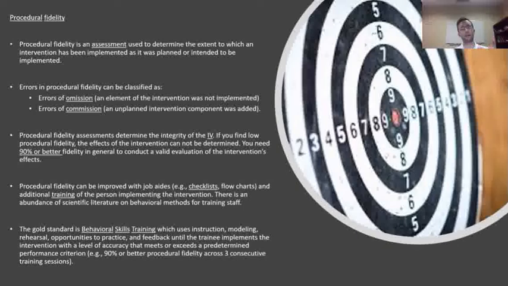So that defining, really special characteristic of behavioral skills training that separates it from similar training that other professions or other disciplines do is that mastery criterion: practice and feedback continue until the learner demonstrates mastery.